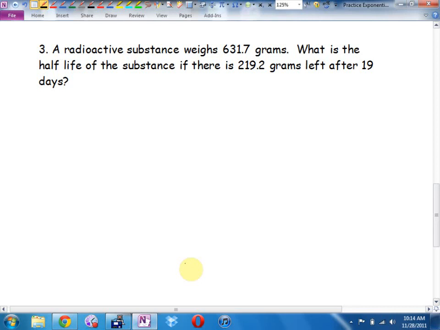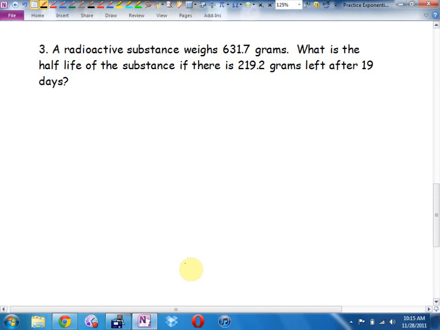A radioactive substance weighs 631 grams and it's decaying. That's how radioactivity works. Energy is being converted, mass is being converted into energy. And so the mass goes down when it gives off radioactive energy. There's a little physics lesson for you. Some of you that are in physics may have heard the conservation of energy law rephrased slightly differently.